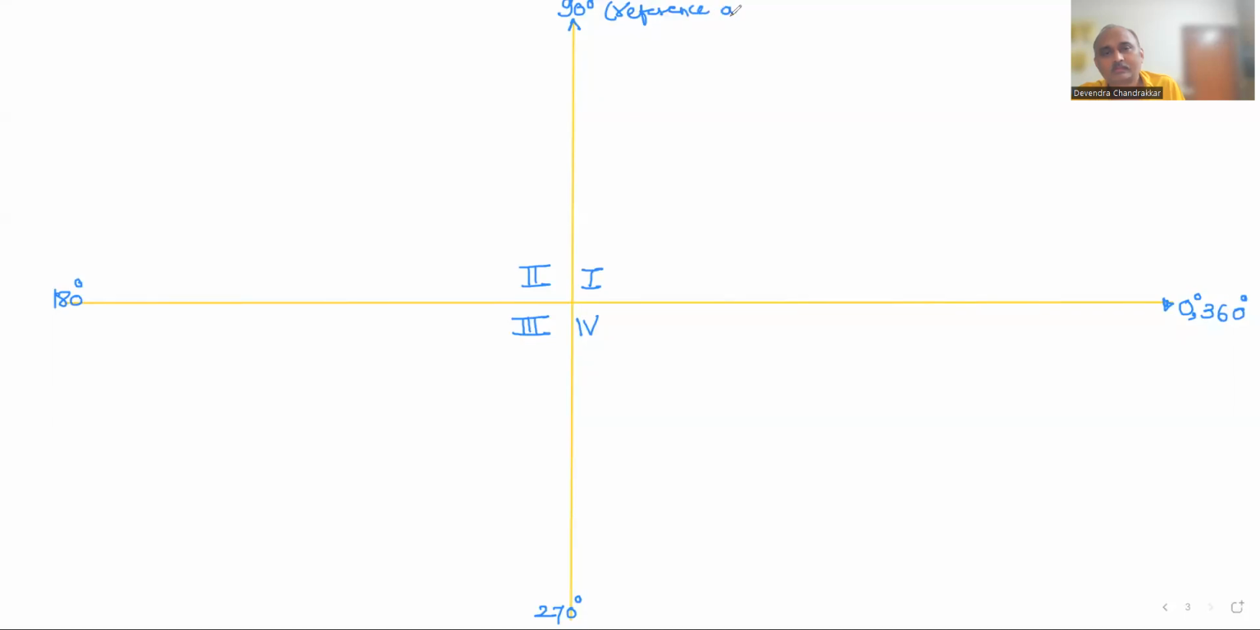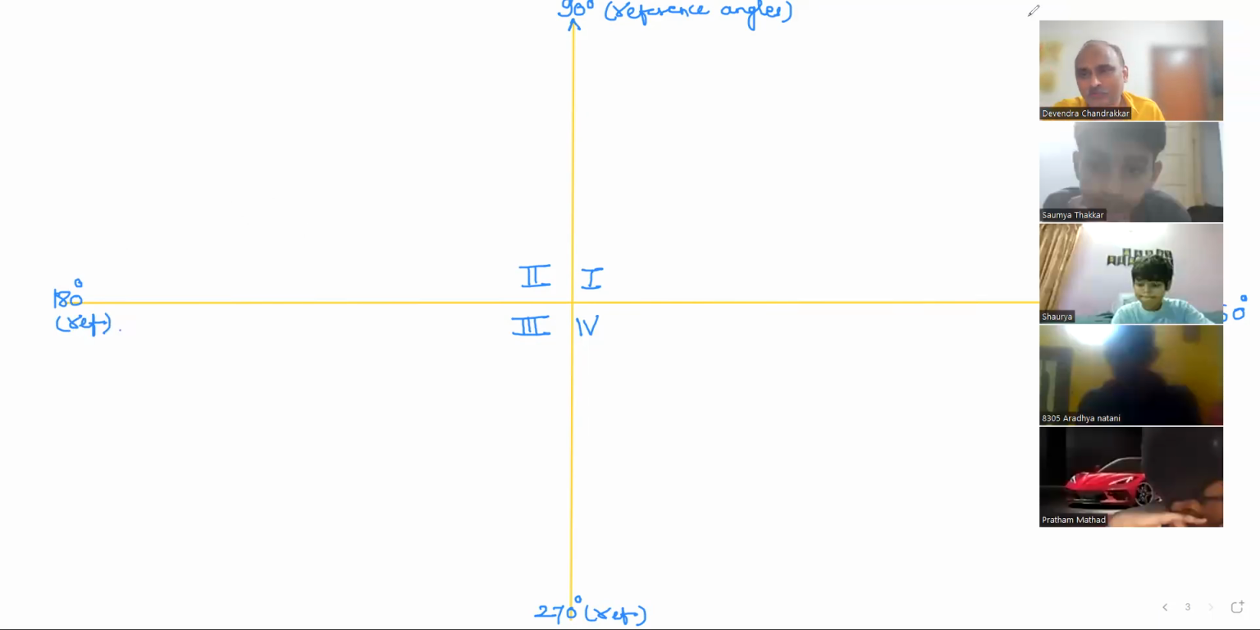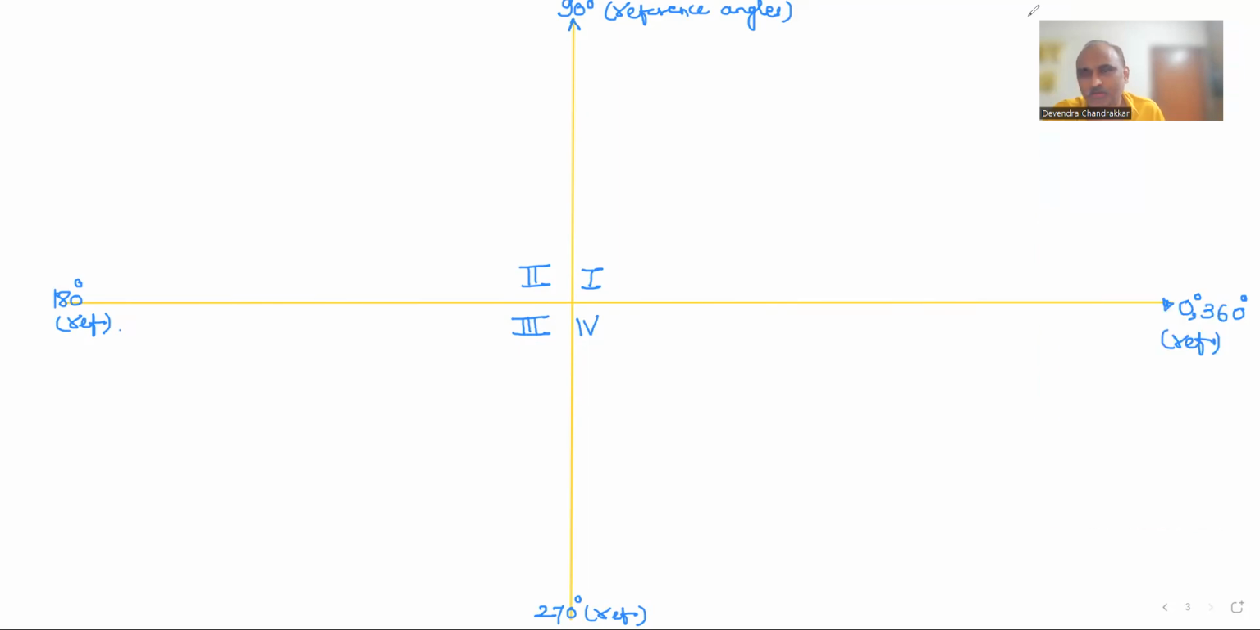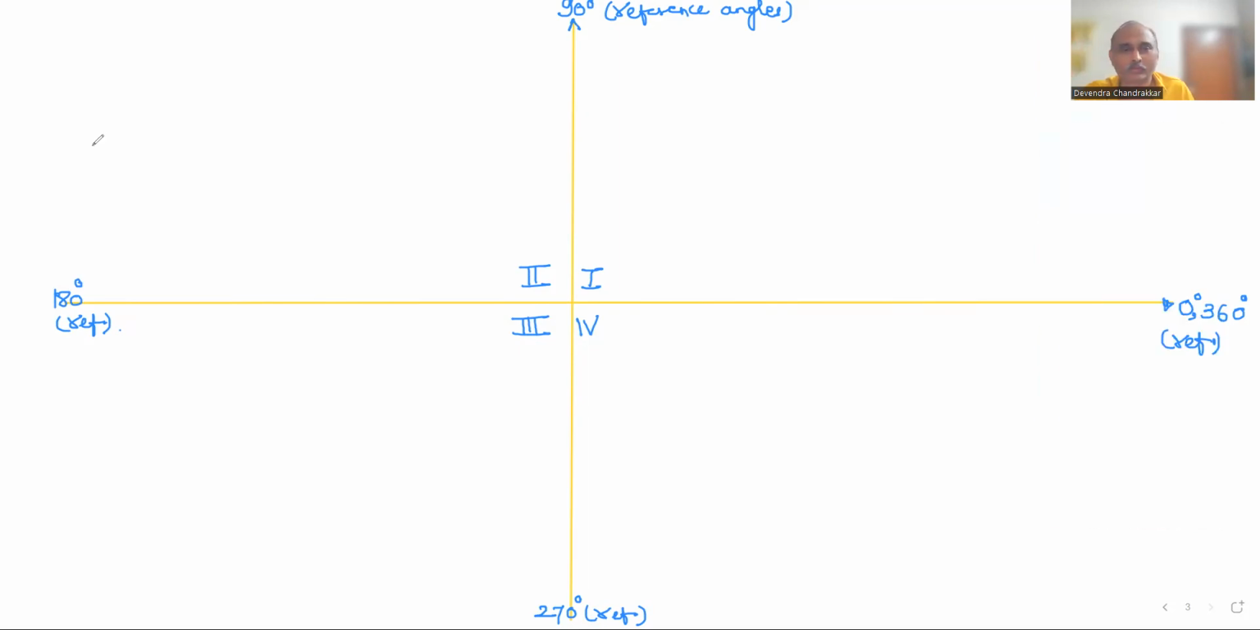These are reference angles of every quadrant, right? So I'm writing REF for reference angles. I hope all of you understood this. Yes or no? Yes, sir. Now, I want a yes or no from each one of you. Whenever I say yes or no, either you have to say yes or you have to say no. Yes, sir. Okay.